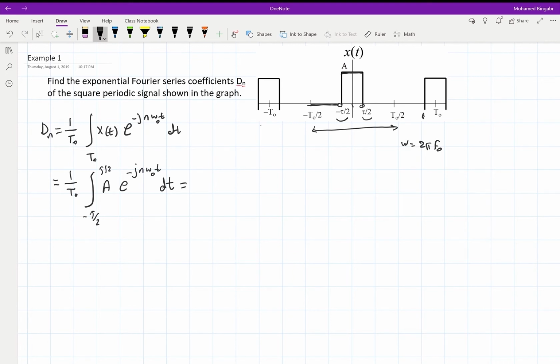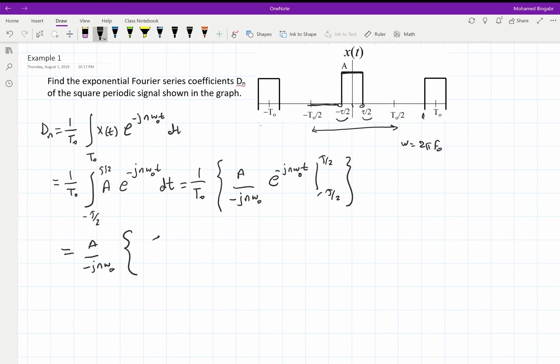And if I integrate this with the 1 over t0, without making any mistake, hopefully, that will be a over minus j n omega 0 e to the minus j n omega 0 t from minus tau over 2 to tau over 2. And this will be a over minus j n omega 0 times e to the minus j n omega 0 tau over 2 minus e to the j n omega 0 tau over 2. The minus here will cancel this minus and you get plus here.